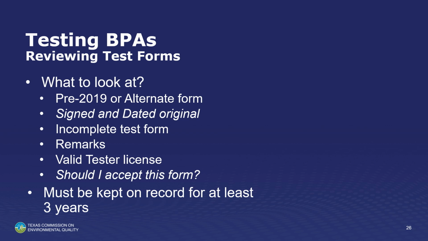So reviewing the test forms. Well, I'm going to tell you, if you're doing it for a third-party tracking company, if you don't do it right, it's going to kick it out. So what to look for? Pre-2019 or alternate form. I don't know why you would use that. It's all on the TCEQ website. You can pull those off really easy. And before I go to do a BPAT, I put as much information on that form before I get there so I don't have to do it in the field. A lot of that stuff, you already know the address, you know the water purveyor, you know his ID number, you know all of that good stuff.